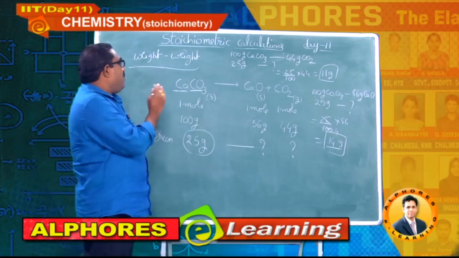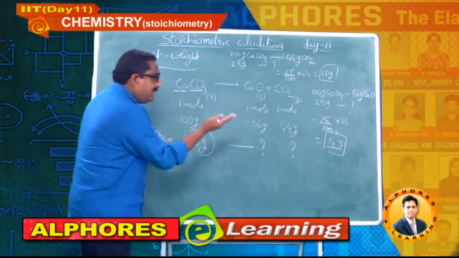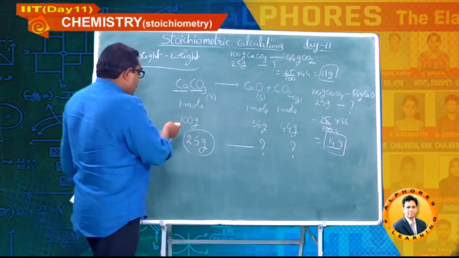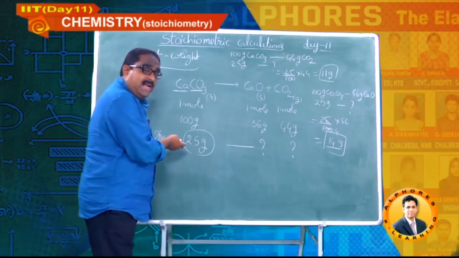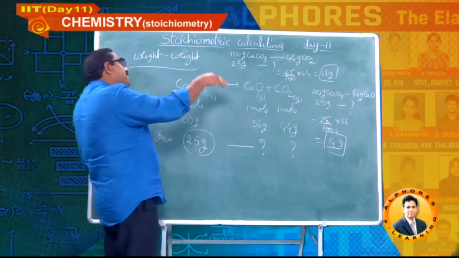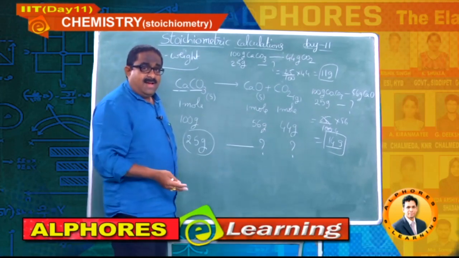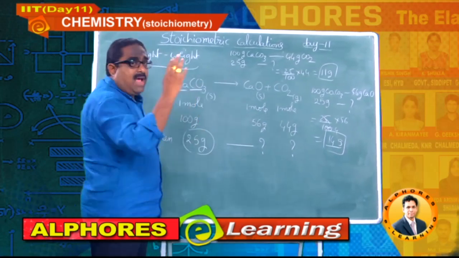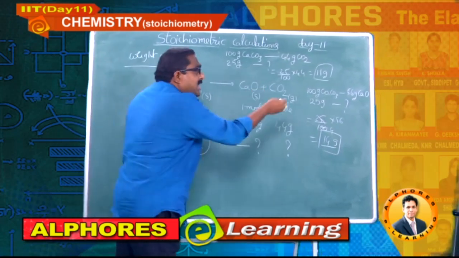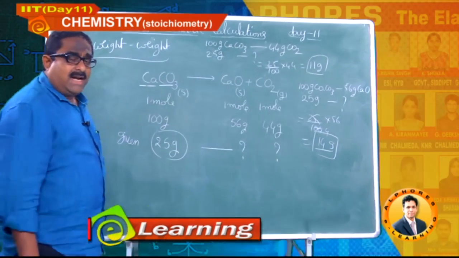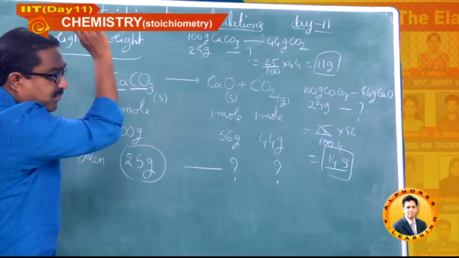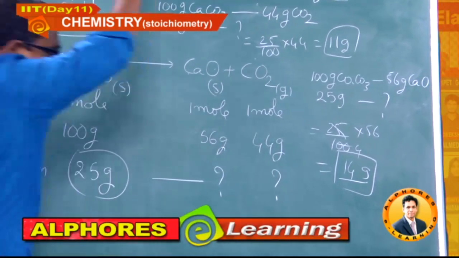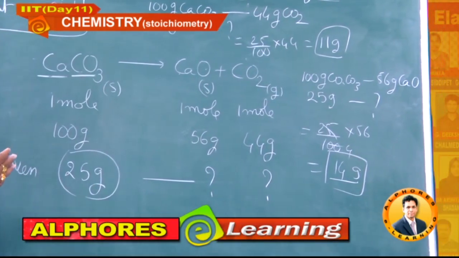This is weight relation, weight to weight. The question may be set like this. I have given the mass of calcium carbonate, but sometimes they will give the data like this. While decomposition of a sample of limestone, only 14 grams of calcium oxide is formed. What is the weight of calcium carbonate given? Then our answer is 25 grams. Reverse you have to go for calculation.